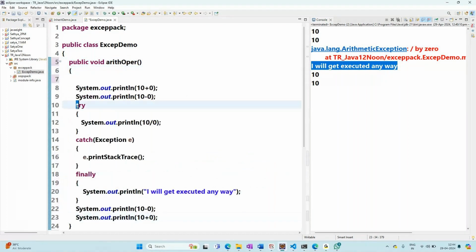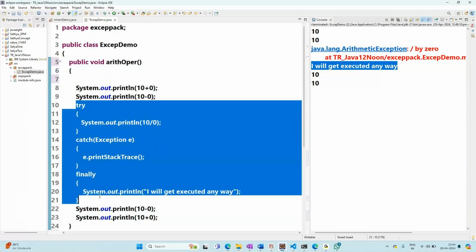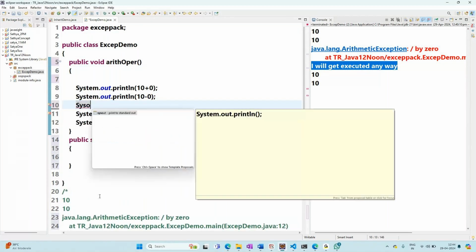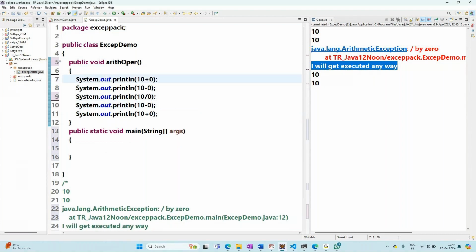Now I will not use this try catch and all. System.out.println, 10 divided by 0. So what exactly am I trying to say here? I am trying to say that this is going to throw an exception. We are in doubt that this will throw an exception.